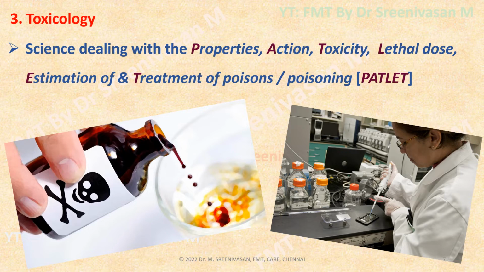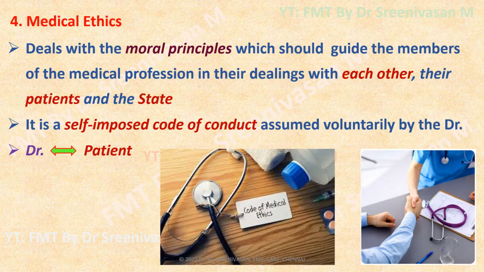That is, P for properties of poison, A for mechanism of action, T for toxicity, that is, how it produces various clinical features of toxicity in the human body. Then lethal or fatal dose. Then how to estimate the quantity of poison in our body, and the treatment of poisoning, the treatment of the patient in case of alleged poisoning, etc. That's all about toxicology. Then the next important concept is medical ethics.